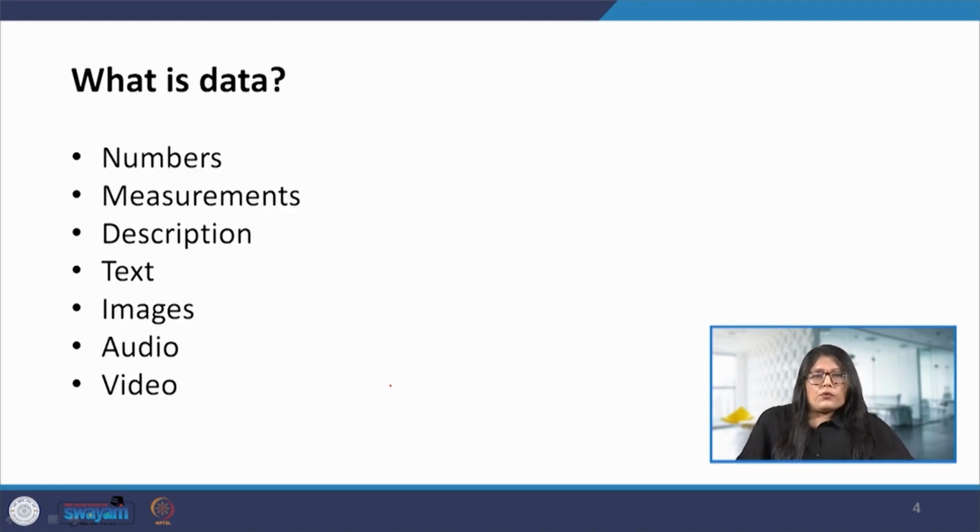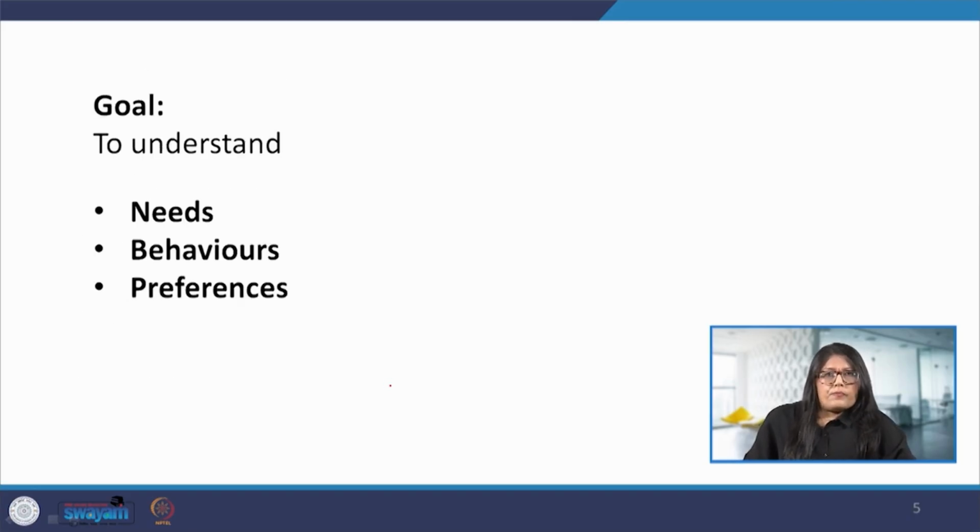So, we have data all around us. Data can be expressed in numbers, words, descriptions, photos or any other way which helps us understand the particular design and user needs and user behaviors as well. Data can also be quantitative and qualitative. We will see these two types in detail in the further slides. The broad goal of data collection for our purpose is to understand the user needs, behaviors and preferences.